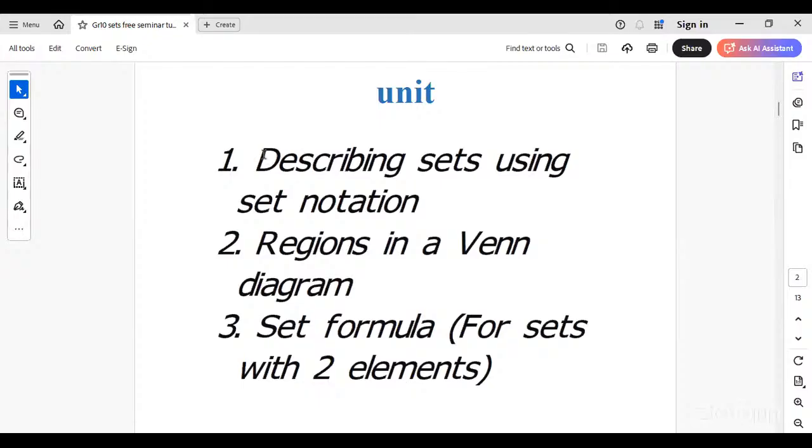Okay, so as I said, we have three lessons that we're going to study today. The first one is describing sets using set notation, regions in Venn diagram, and set formula for sets with two elements. So these three are the topics that we are going to study today. It contains grade 9 and grade 10 content as well. Let's see.